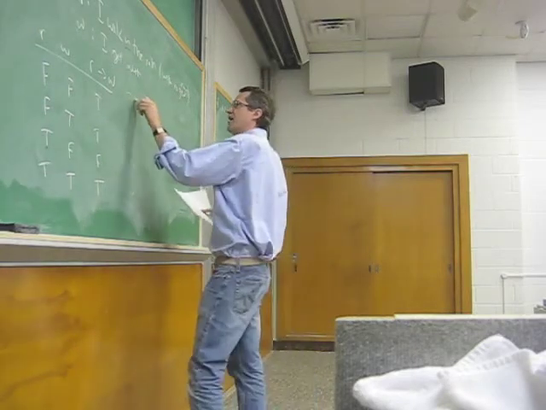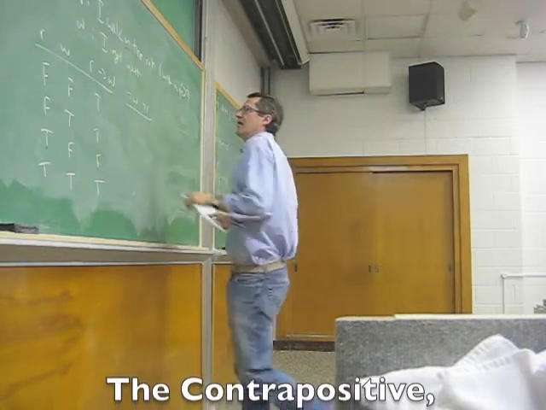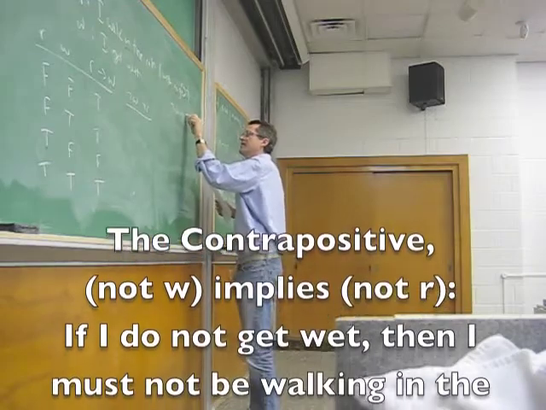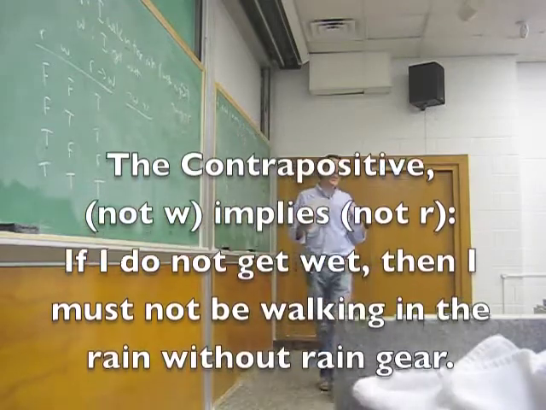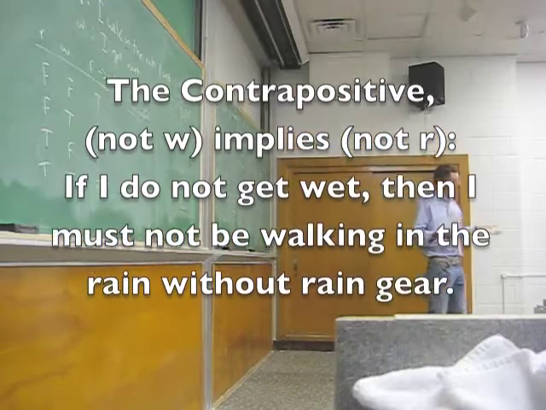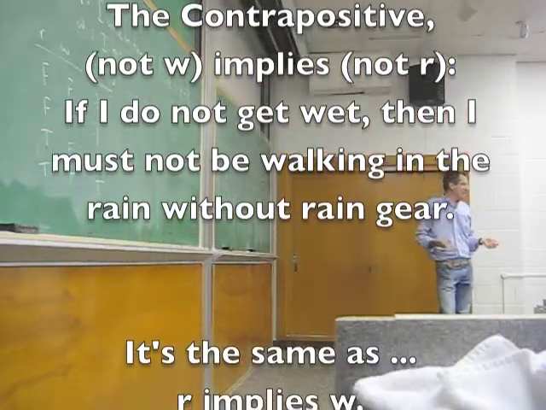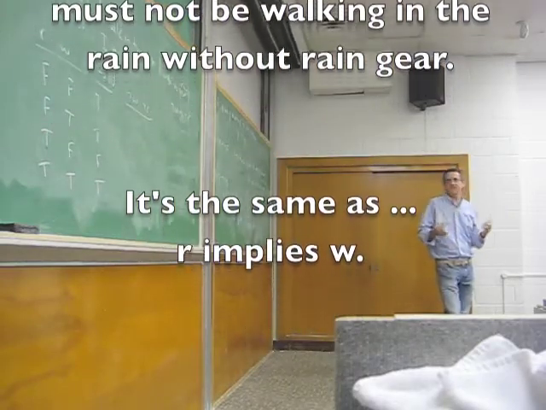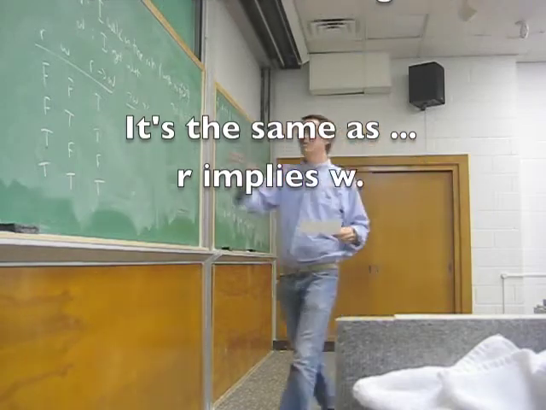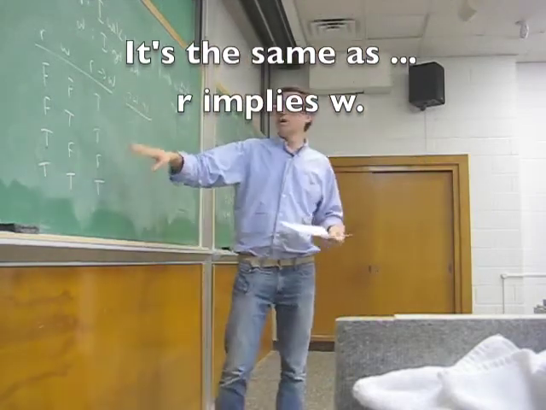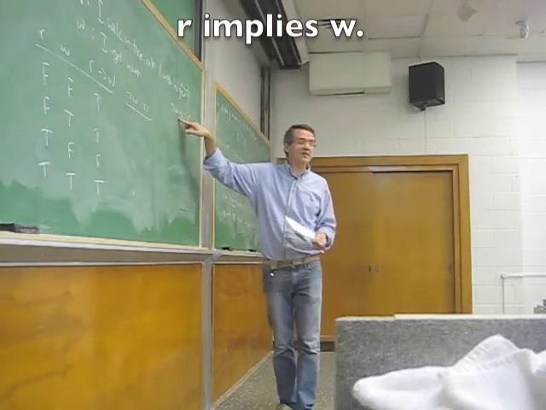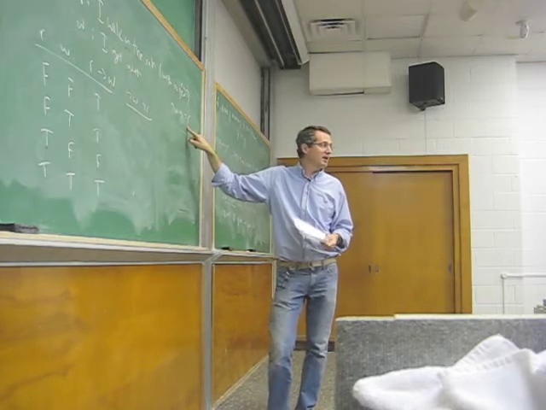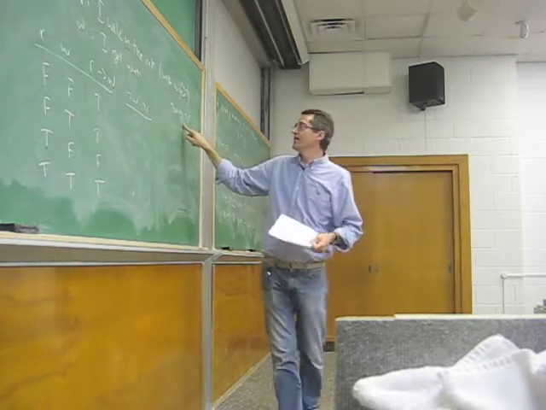If we negate W and negate R, this is the contrapositive. If I don't get wet, well, what can we conclude? We can conclude I must not be walking in the rain without rain gear. That's the contrapositive. Let's suppose that R implies W is a tautology, it's always true, then this becomes always true. Then if you see me not wet, you can guarantee I'm not walking in the rain without rain gear.